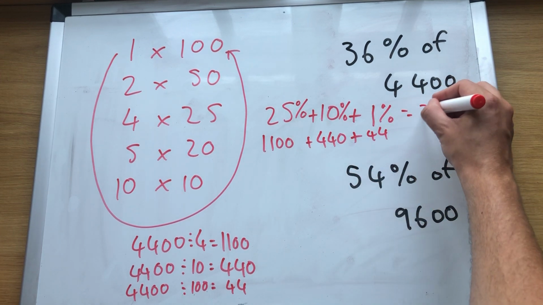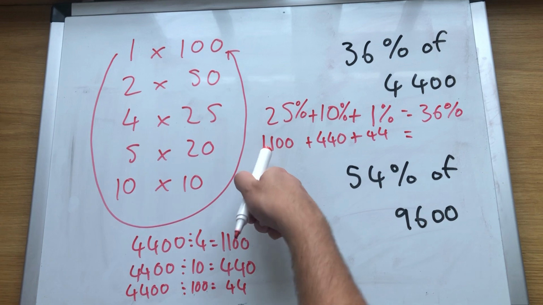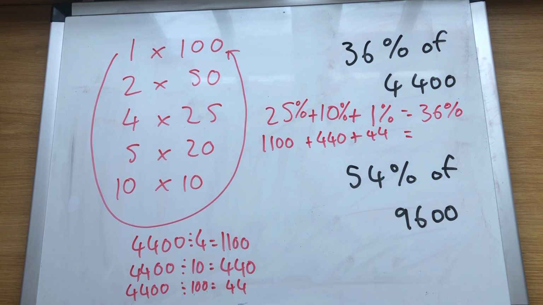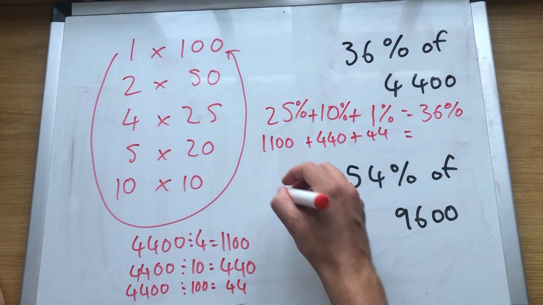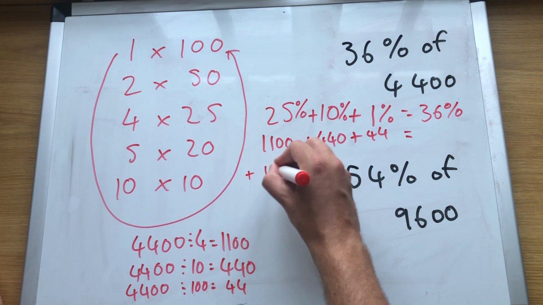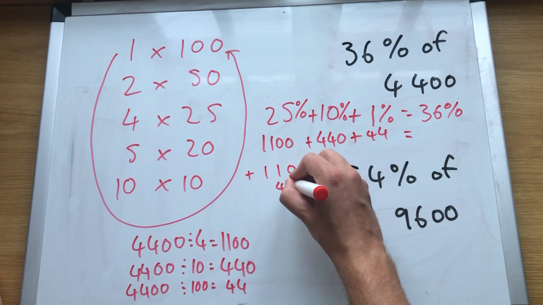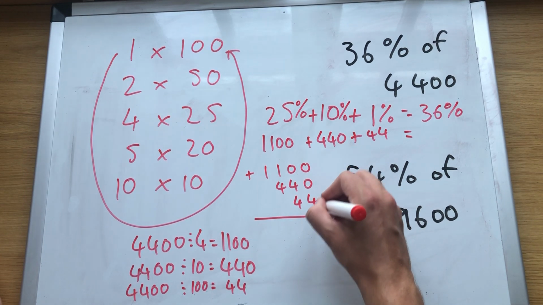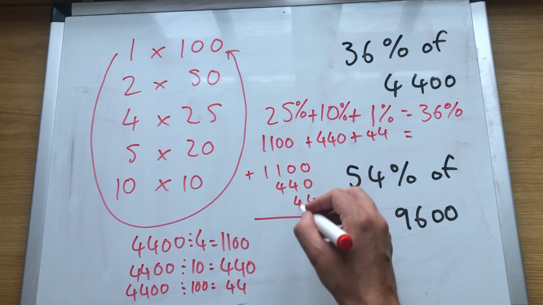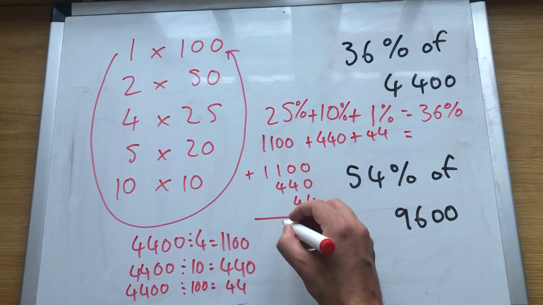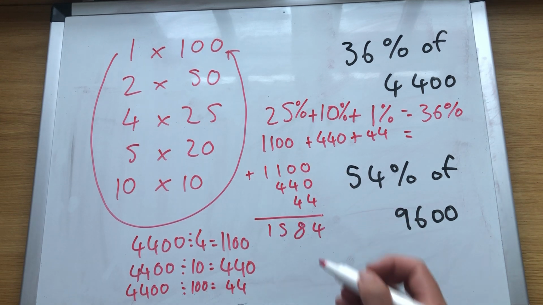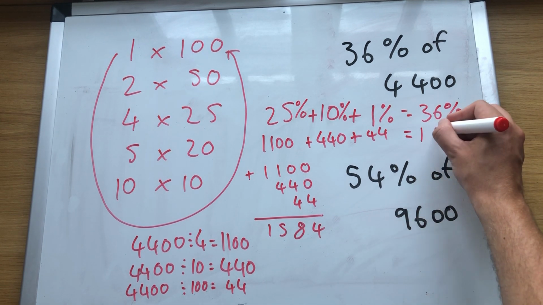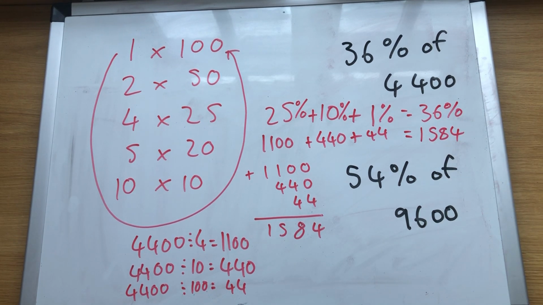25% plus 10% plus 1%, that's 36%. So 1,100 plus 440 plus 44. We're going to write that out because we don't have a calculator for this. Make sure it lines up, make sure it's really, really neat when you're doing addition. 0 plus 0 plus 4 is 4. 0 plus 4 plus 4 is 8. 1 plus 4, 5, 1, 1. So our answer, 1,584.